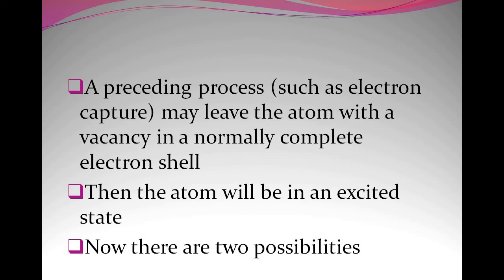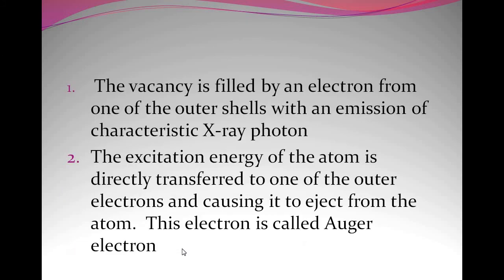So here also a preceding process such as electron capture may leave the atom with a vacancy in the normally complete electron shell. Then the atom will be in an excited state. So an atom is getting some energy and electrons are knocked out or some electrons are removed. So your atom is at a higher energy state. Now what happens? That atom can reduce its energy, and there are two possibilities for that.